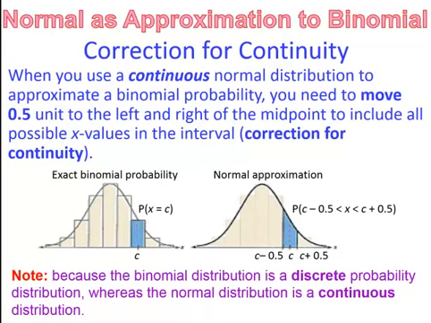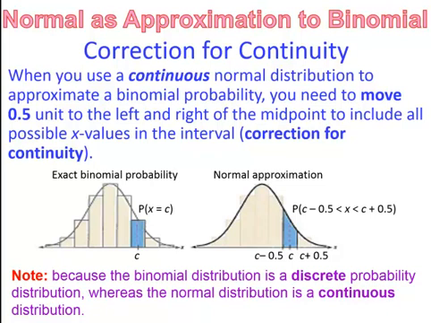With a normal distribution for a binomial, you will need to do a correction for continuity, because when we have binomial probability, it's based on an exact value. Working in normal distribution, we work with intervals. So when you use a continuous normal distribution to approximate a binomial probability, you need to move 0.5 units to the left and right of the midpoint to include all possible x values in the interval. And this is the correction for continuity.